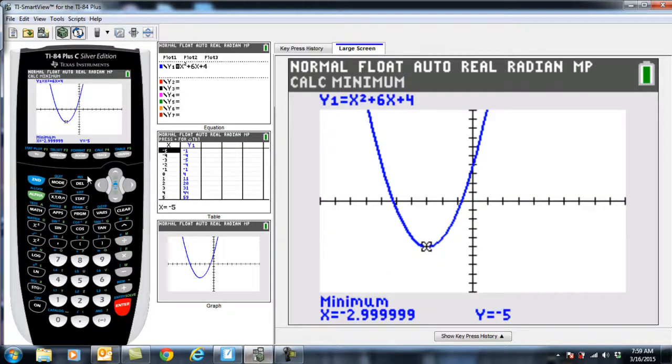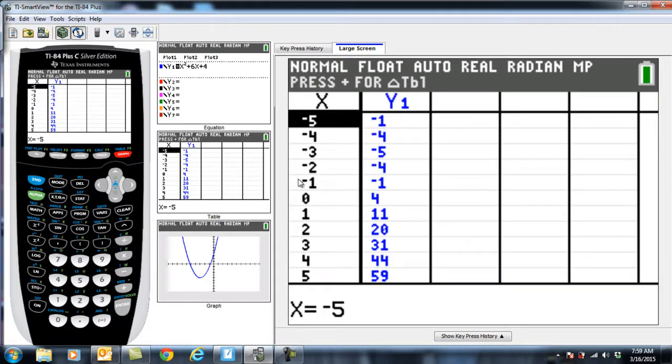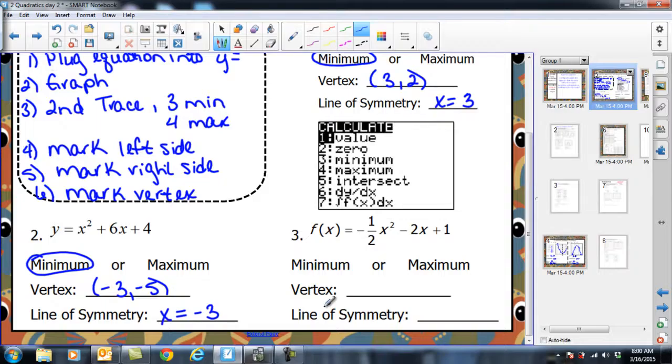And we're going to double check. We're going to go to our table, second graph. Right here, negative 3, negative 5, and you can see on either side of that negative 5, I have repeated values, and the negative 5 is the one that's not repeated, so that tells me that yes, that really is the vertex, so we're good. So I want you to pause the video for a second, grab your calculator, and try number 3.